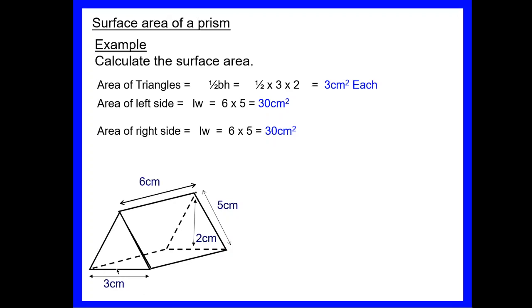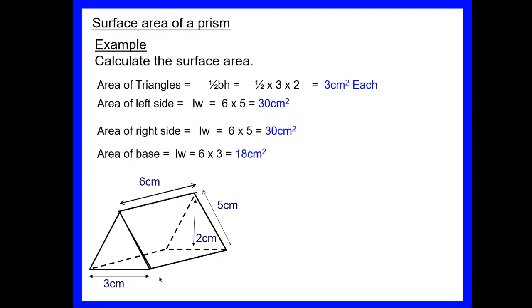And then we need to do the base down here at the bottom, and we can see this one's 3 and it goes along by 6. So 6 times 3 is 18 centimeters squared. Now something to take note of is that with any prism, you have your two shapes that are identical at each end. Every other side is always a rectangle.